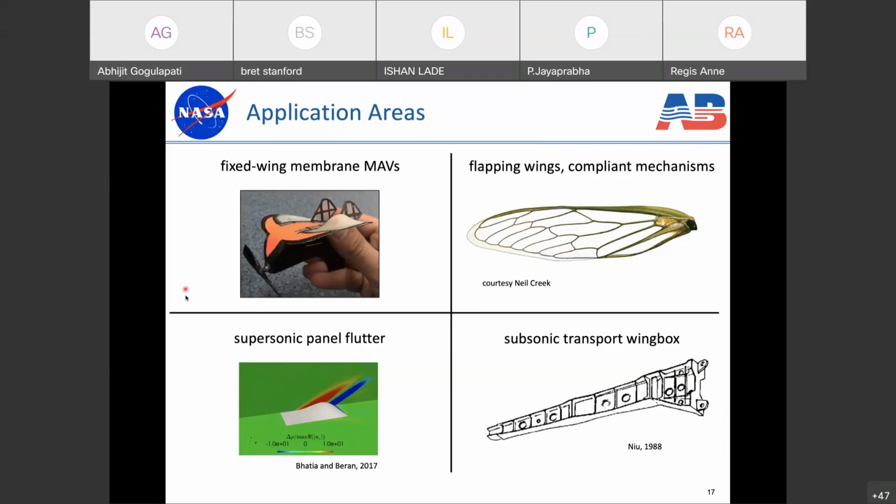And so we'll talk about this in some detail. The categories 3 and 4 are more conventionally sized and more conventionally speeded structures. We're talking about supersonic panel flutter, and I'll talk about what that means. And then we'll also talk about wing box structures that fly subsonically for transport aircraft. So it's an entire transport wing box structure. So I'll start with this first one. These are fixed wing micro air vehicles.